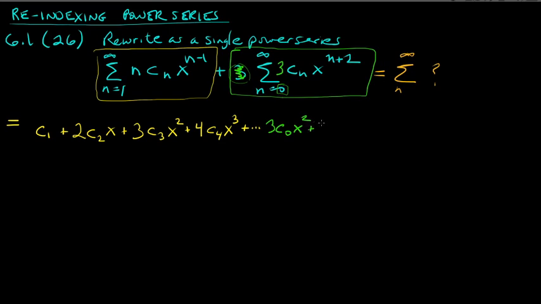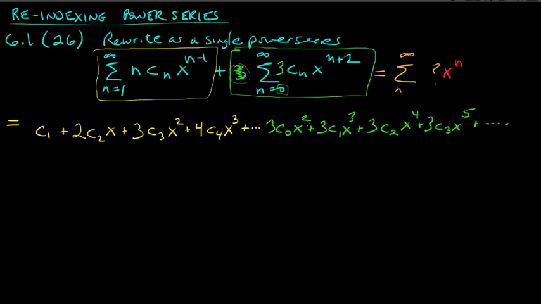And then when n is 1, we have the same 3, c1, times x to the 1 plus 2, which is 3, so x to the 3. Then we have the same 3 again. n is 2 now, so c2 x to the 4, plus 3 c3 x to the 5. You get the idea. That keeps going as well. Now we have both series written out term by term. And notice that our goal here is to essentially write this in terms of the same power of x, x to the n.